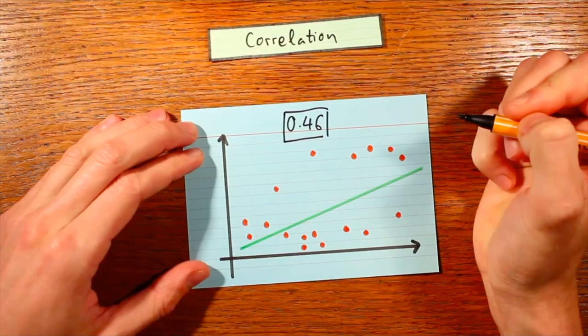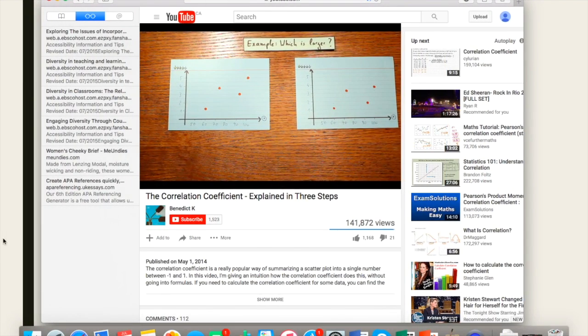So now we know the 3 steps of the correlation coefficient. Let's see how this can help us with an example. So here are 2 scatter plots, and the question is, which one has the larger correlation coefficient?